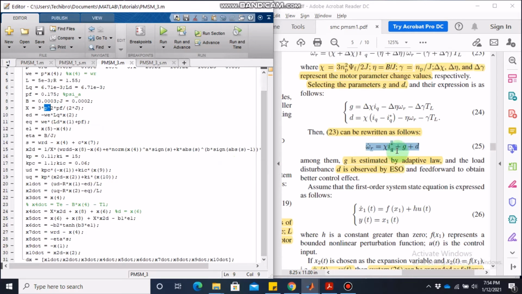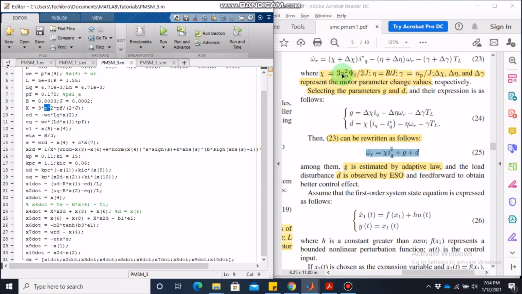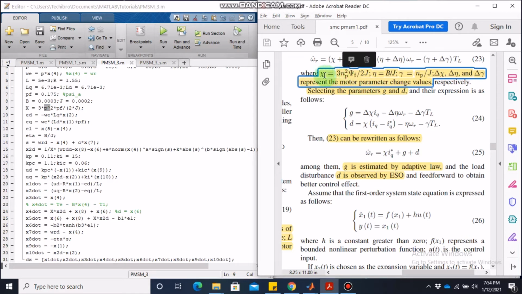Actually, this x is 3np square. Well, np can be n, which could be a rotational speed, or it could be the number of poles. I could not find any explanation about what np is, so I just use the number of poles in here. If you can contact the authors and ask them about what np is, then you can plug in the value that you deem fitting.